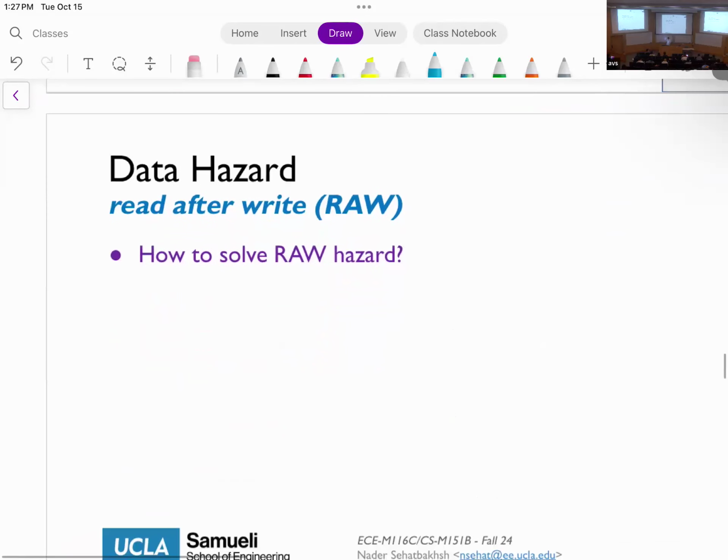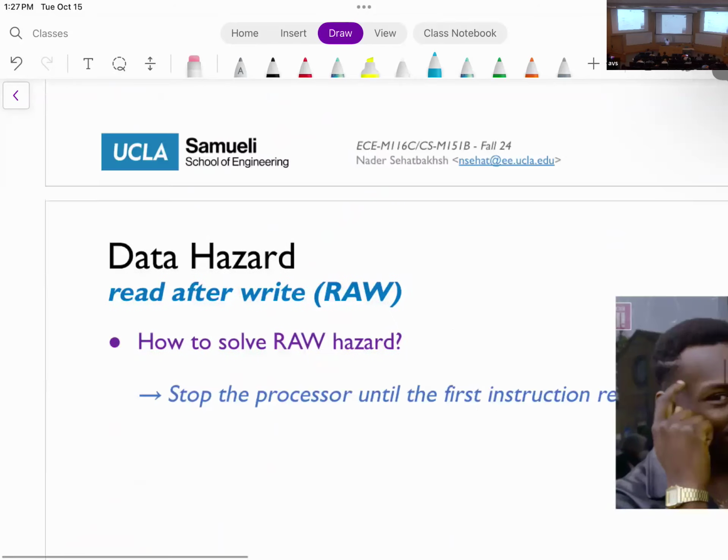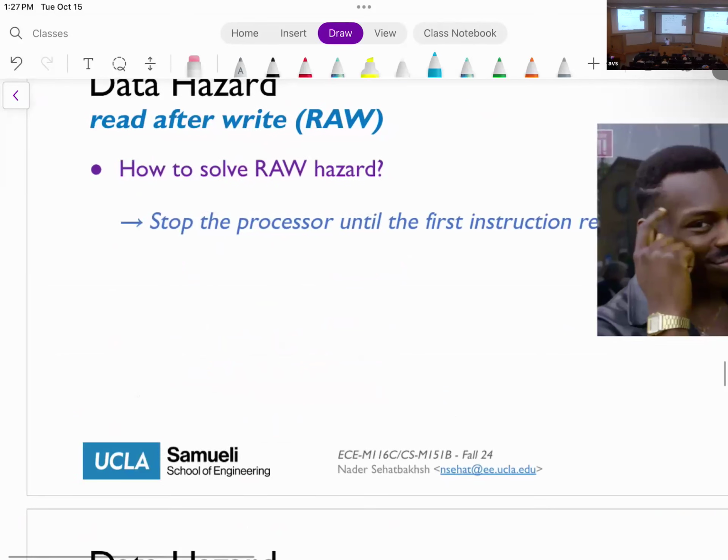All right. So let's go back to RAW, and at least now we know that this is the only problem that we are dealing with and we need to fix. We kind of described how we fix this.